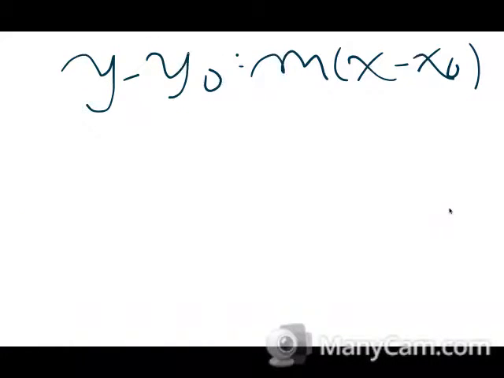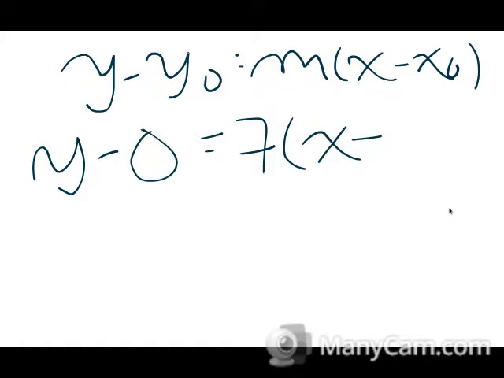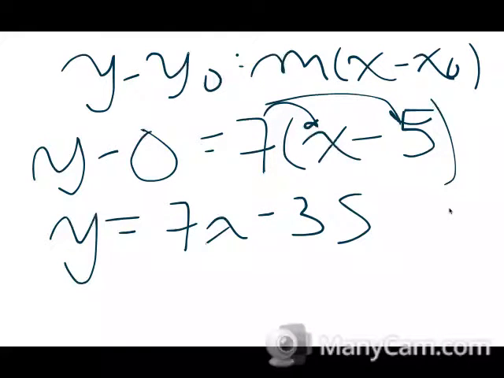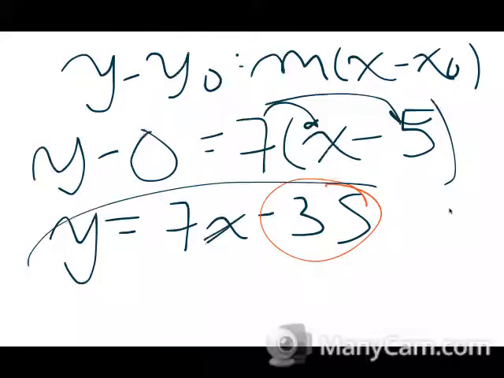Now we know everything, so we can plug everything in. y minus y naught equals 7 times the quantity of x minus 5. Then we do everything: 7x, remember we're going to distribute, minus 35. That still gives us the same y-intercept, which is negative 35. So we did this all in one step, and therefore this is the equation of our line.